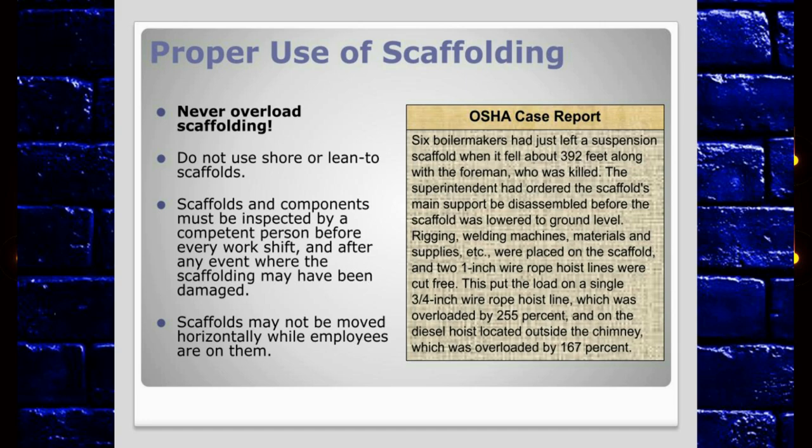An OSHA case report. 6 Boilermakers had just left a suspension scaffold when it fell about 392 feet, along with the foreman who was killed. The superintendent had ordered the scaffold's main support be disassembled before the scaffold was lowered to ground level. Rigging, welding machines, materials, and supplies, etc., were placed on the scaffold, and 2 1-inch wire rope hoist lines were cut free. This put the load on a single 3/4-inch wire rope hoist line, which was overloaded by 255%, and on the diesel hoist located outside the chimney, which was overloaded by 167%.